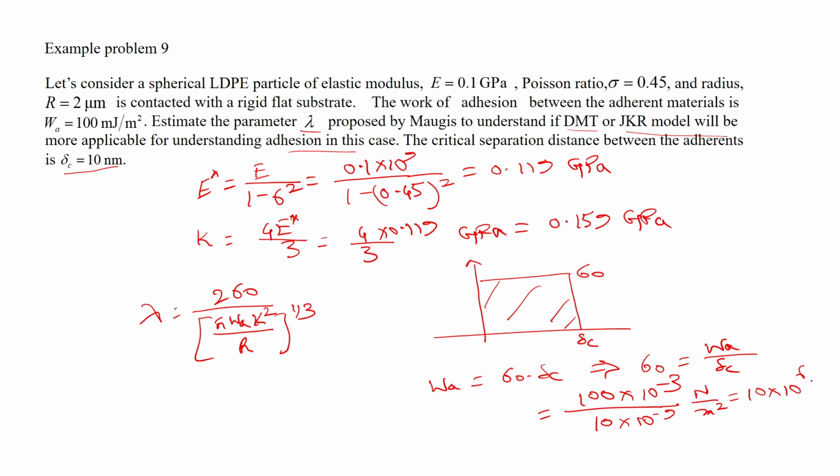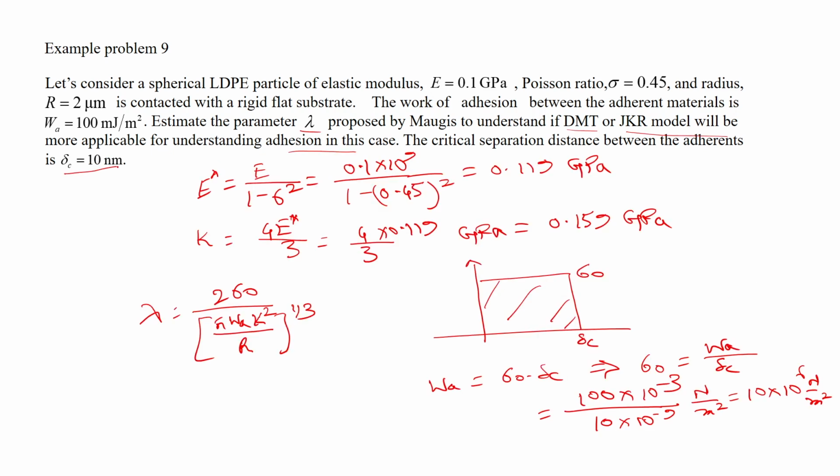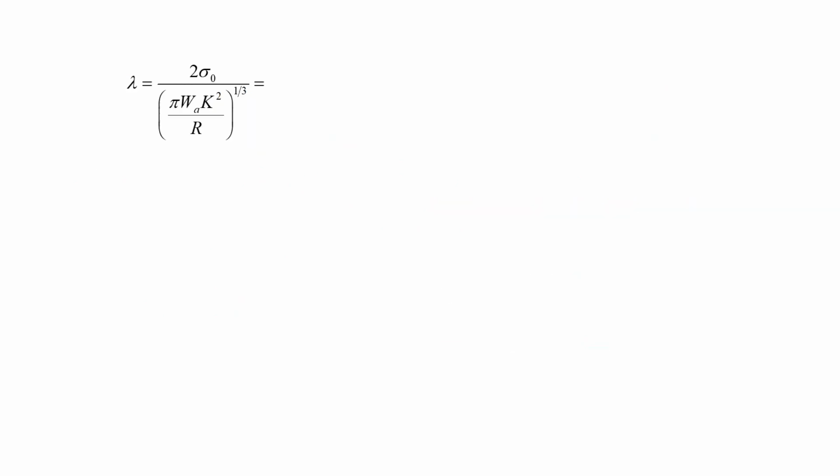So, 10 to the power 7, basically Newton per meter square. Oh, I have actually changed this quantity here, 45 micron. Okay, let us do it for 45 nanometer. I think later on I changed it when I made this. So, let us take it not 10 but 2.22 10 to the power 6. When I was making this problem, I made it 45 nanometer. It does not matter, we can do it for 10 nanometer also, but I wanted to demonstrate certain values.